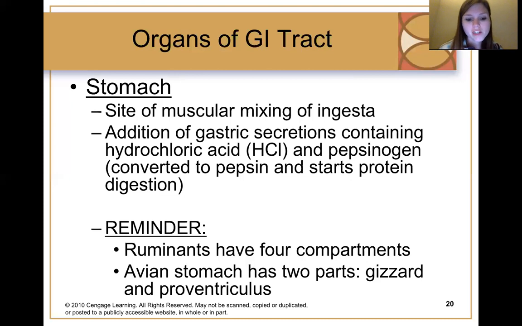So just as a quick reminder, ruminants have 4 compartments, which we talked about: rumen, reticulum, omasum, abomasum. Everyone should be pretty good on those after your second test. And then just another quick modification that we talked about is that the avian stomach has 2 parts. They have the gizzard, which is where the muscular digestion happens, mechanical digestion, and then the proventriculus. The proventriculus in the bird is like their true stomach. That's where the chemical digestion is going to happen. That's where the acid and everything is going to be produced in the bird. So just a few little modifications there as a reminder.